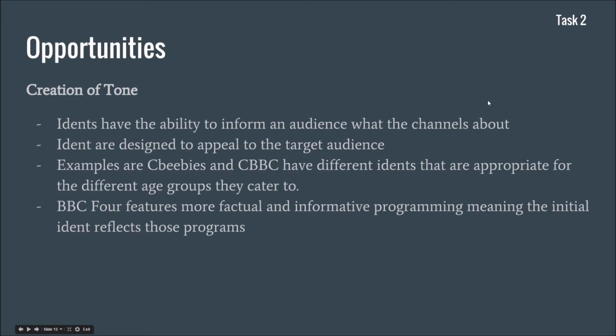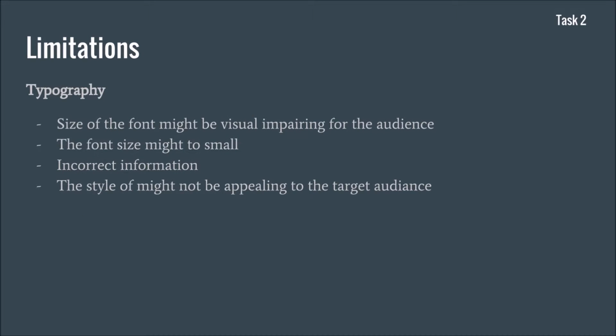Opportunities. Creation of tone. Idents have the ability to inform an audience what the channel is about. Idents are designed to appeal to the target audience. Examples are CBBS and CBBC, which have different idents that are appropriate for the different age groups they cater to. Another example is BBC 4, which features more factual and informative programming, meaning the ident reflects those programs.